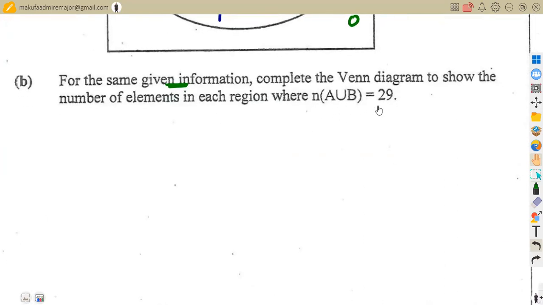A union B is equal to 29. All right, take note, guys. They are now saying the number of elements in A union B. In this case, if you combine everything in A and what is in B together, we are supposed to get 29 elements. So what does it mean? I want us to get back to this information that we had before.